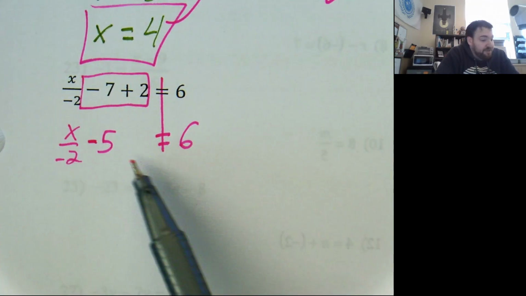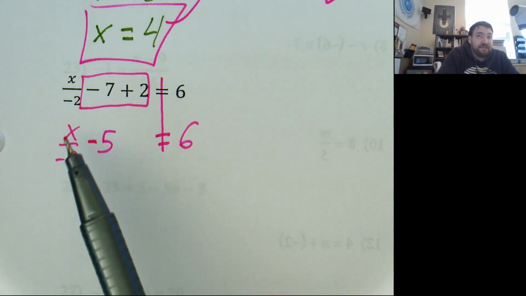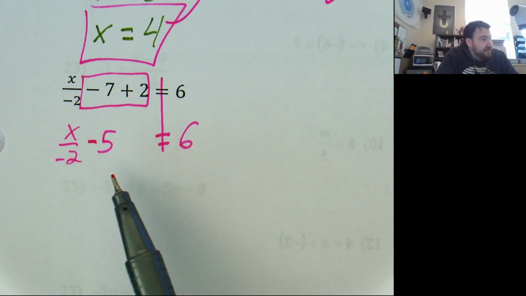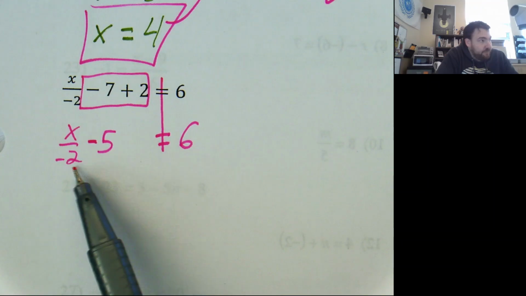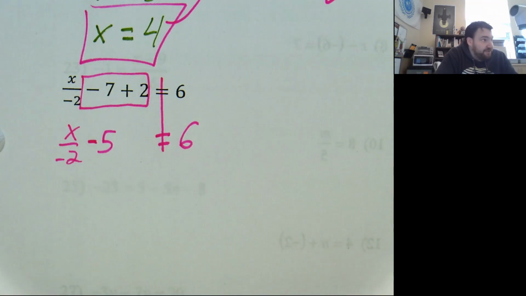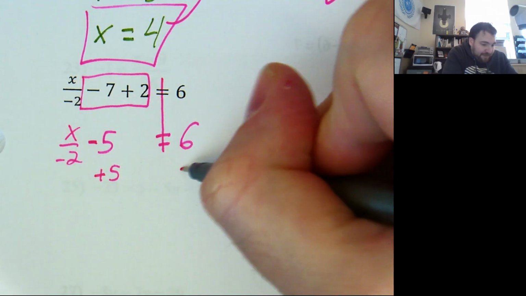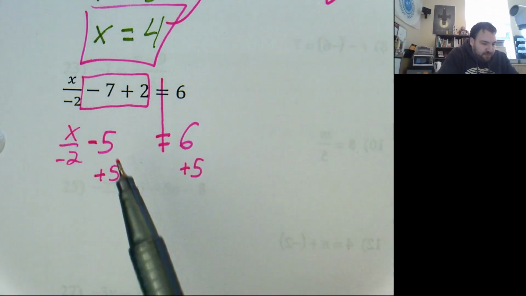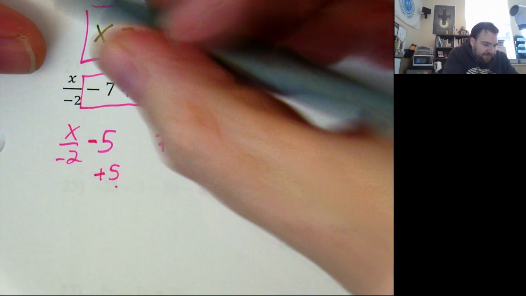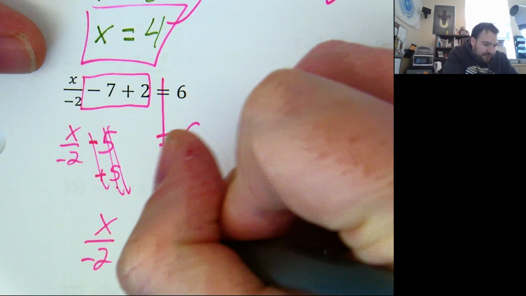This then is the same problem as before. What's going to be our first step here to isolate? We want to get things that don't include this first term here. What are we going to move first? We're going to move the 5 over first. Any terms that don't include the x need to get moved over first. So because this is minus 5, we're adding 5, leaving us with x over negative 2 equals what?